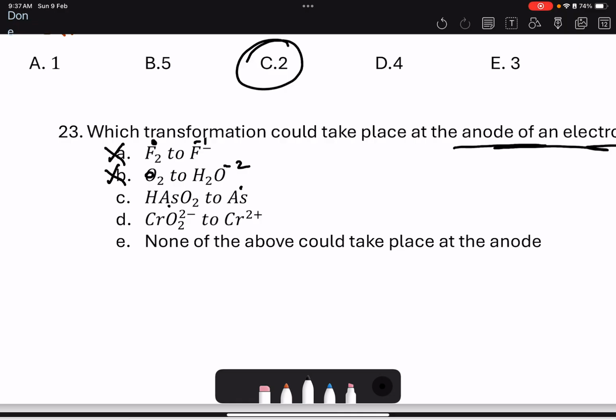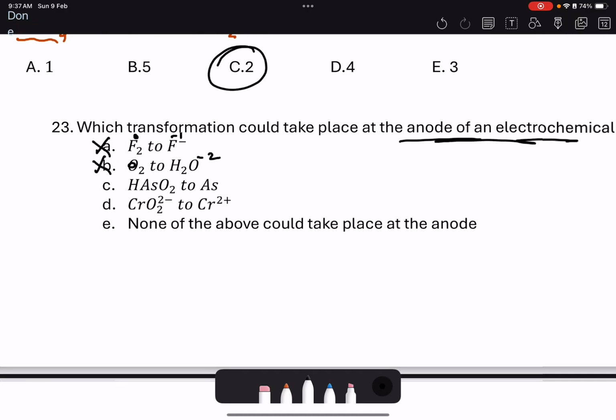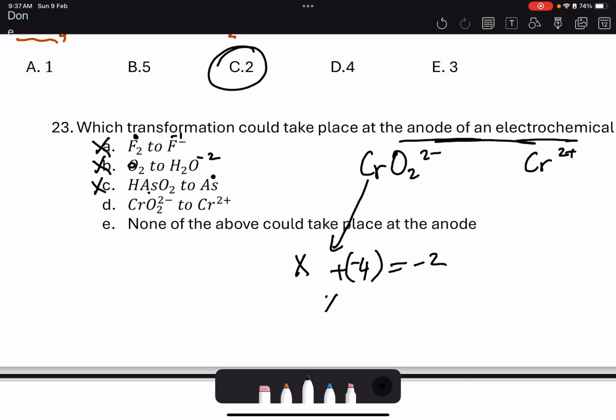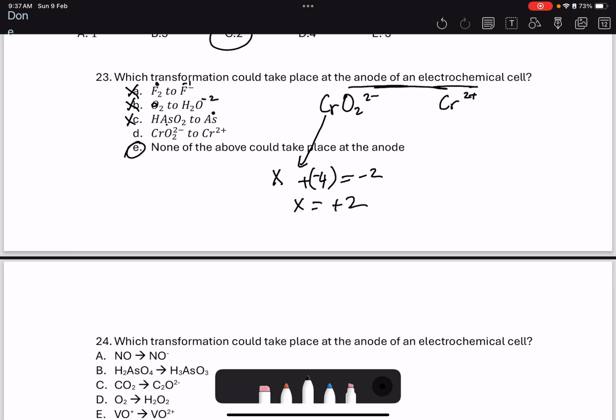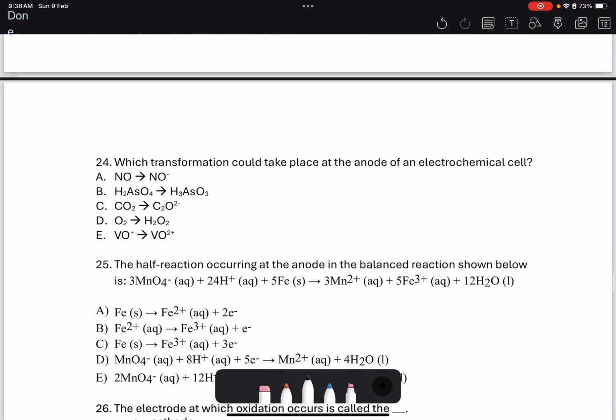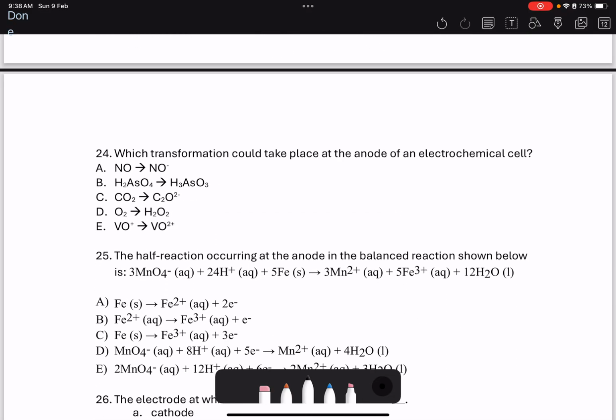This is positive 3 to 0. Reduction. This one, I have CrO2 minus going to Cr2 plus. So I'm going to call this X, and 4 negatives equal minus 2. So X is minus 2 plus 4. That is going to be plus 2. Oh, well, we don't have any transformation over here. None of the above. So I'm going to skip these questions because it keeps on repeating.